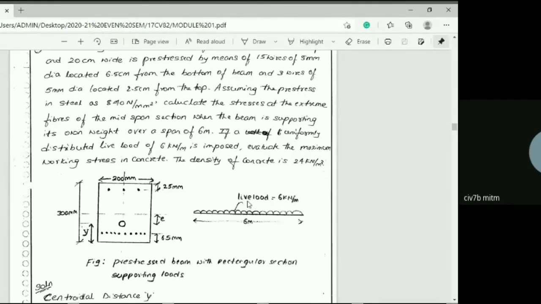Fine. So now immediately you should start thinking: they have considered this number of wires, so where exactly will this pre-stressing force be applied? First of all, he has not given the eccentricity distance in the problem. Where exactly do I need to induce the pre-stressing force? That has not been given. Eccentricity is not given. Next, instead of giving a pre-stressing force, he has given the pre-stress in the steel. Please note this point.